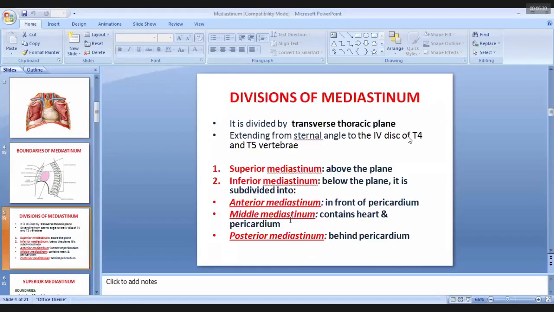The inferior mediastinum is then further subdivided into three other parts: the anterior mediastinum, middle mediastinum, and posterior mediastinum. The structure which divides the inferior mediastinum into three subdivisions is the pericardium. The part of the inferior mediastinum that lies in front of the pericardium is known as the anterior mediastinum, what lies posterior to the pericardium is the posterior mediastinum, and the pericardium along with the heart forms the middle mediastinum.